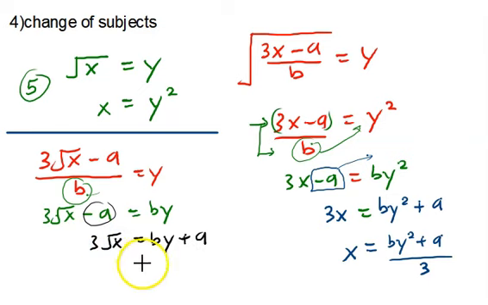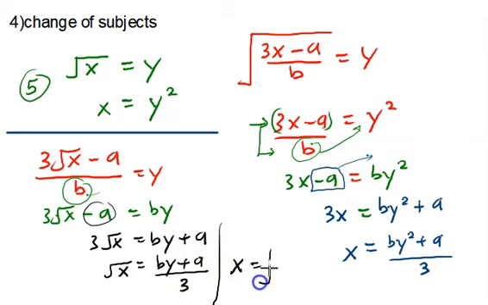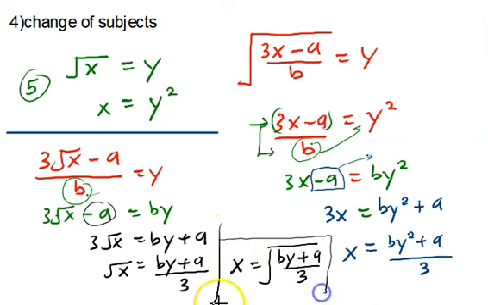Okay, now we move the 3 to the opposite side, it becomes divide. Now we are left with the square root of x. So the square root of x here, it moves there, it becomes x equals to square root of the whole entire thing over b. Okay, so this is how you make your x as your subject.